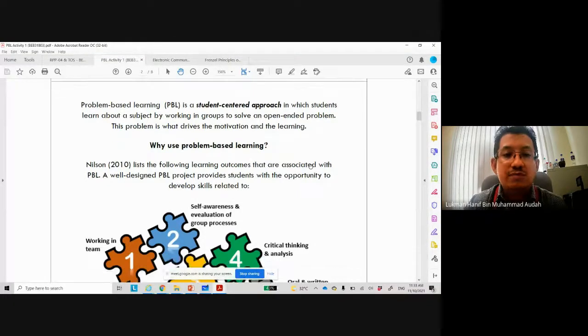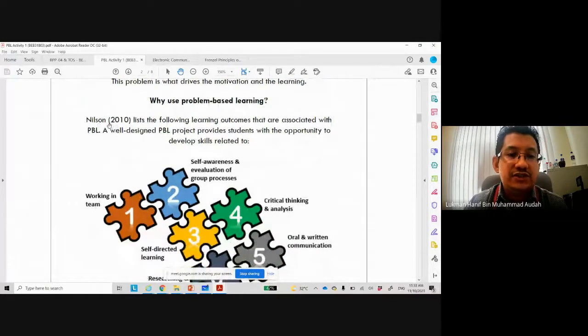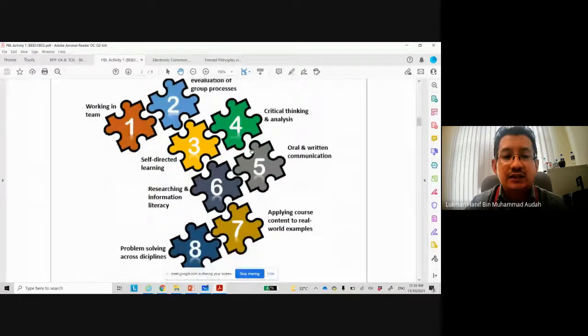So why use PBL, problem-based learning? So this is the history. Nielsen lists the following learning outcomes that are associated with the PBL as well. Design PBL provides students with opportunity to develop the related skills. So these are the skills that can be developed through the PBL.